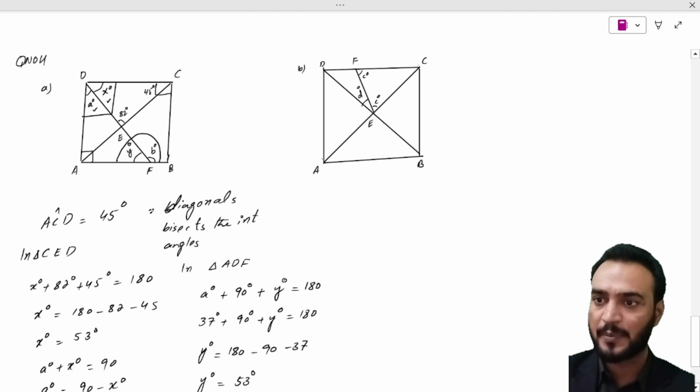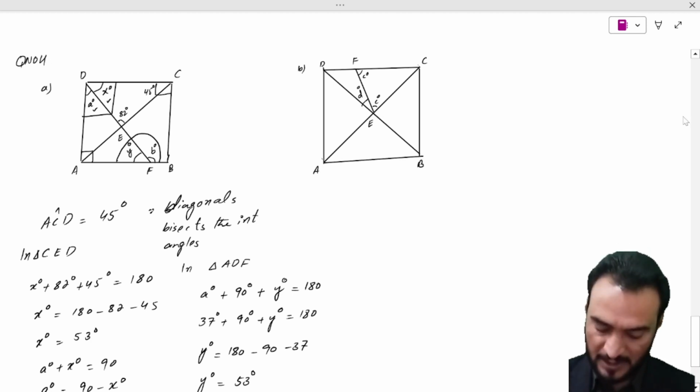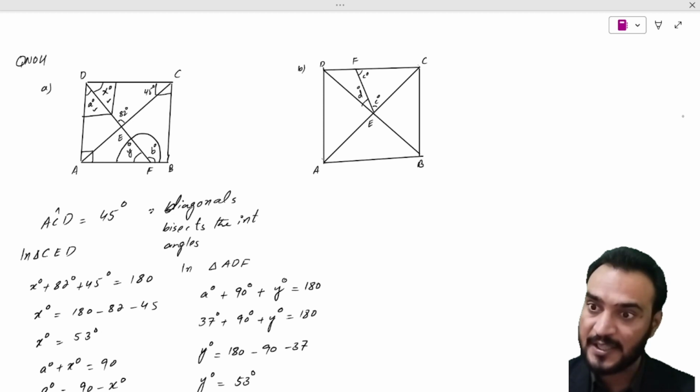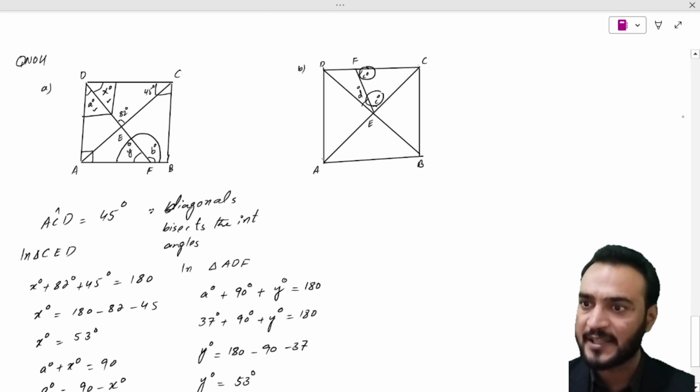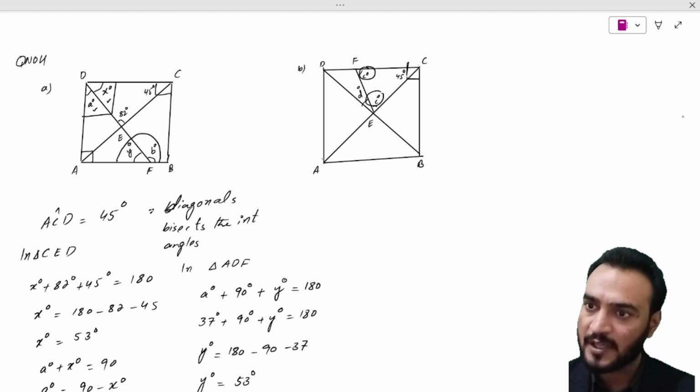Now let us solve part B of this question. Here we need to find the value of c degrees. In triangle CEF, both of these angles are equal to c degrees. In a square the diagonal bisects the interior angle, and the interior angle is 90 degrees, so this half angle is equal to 45 degrees, because the diagonal bisects the interior angle. After bisection this half angle remains equal to 45 degrees.